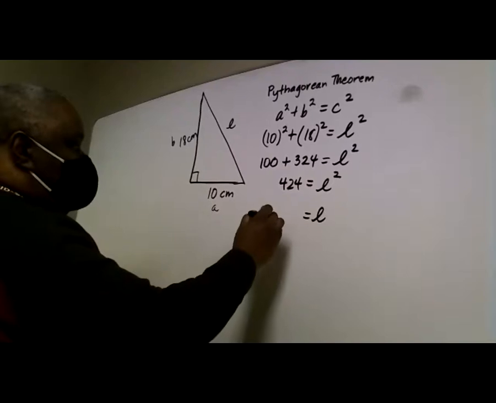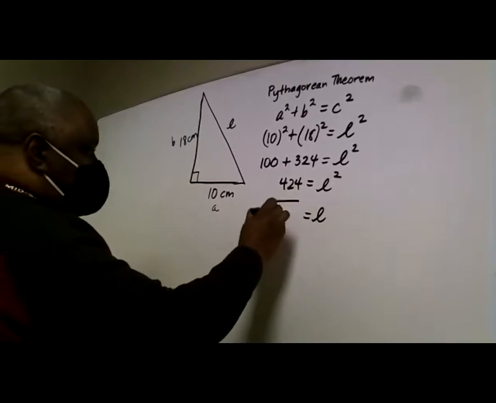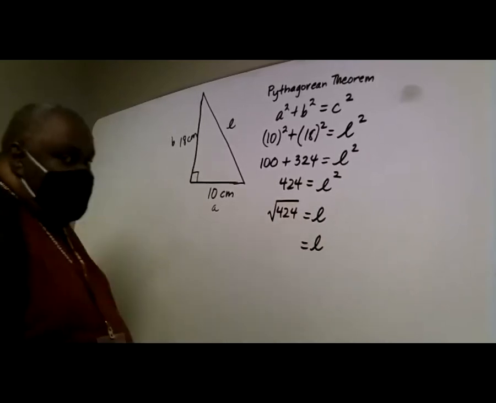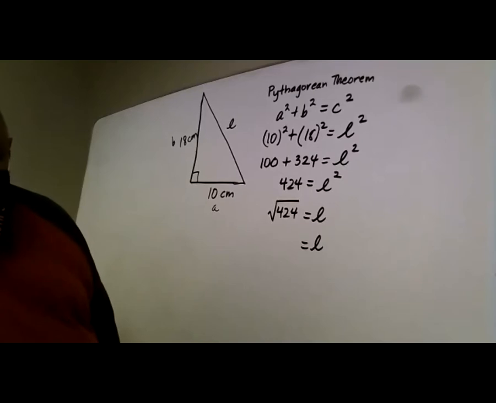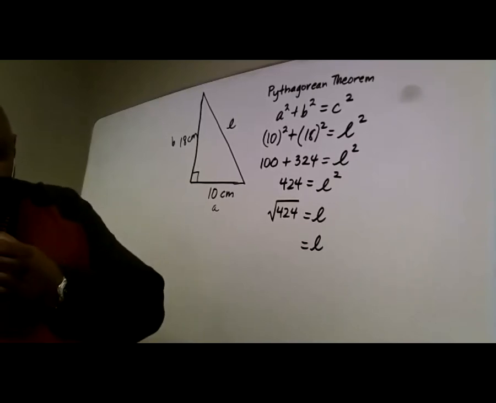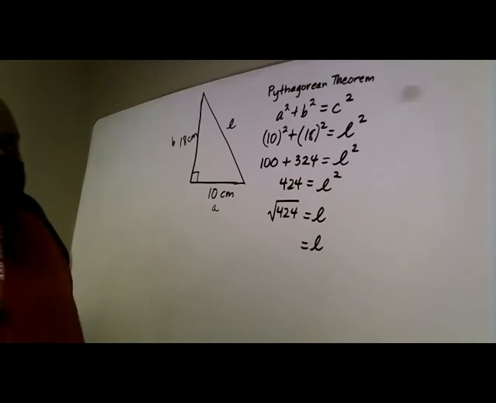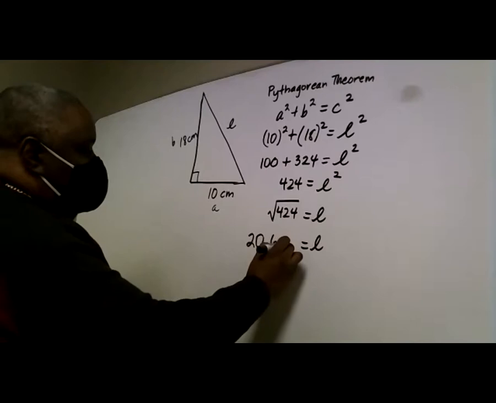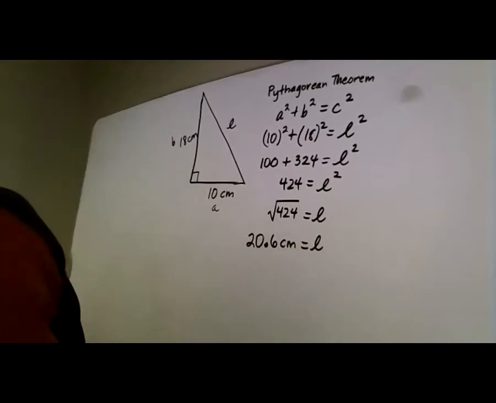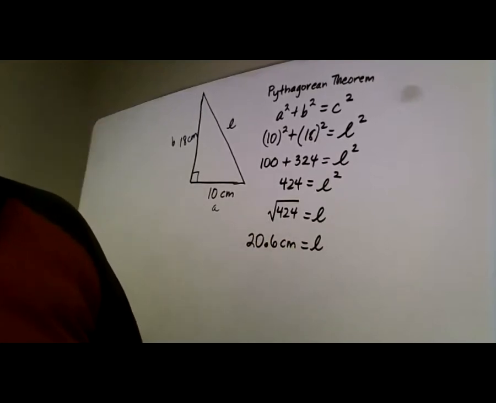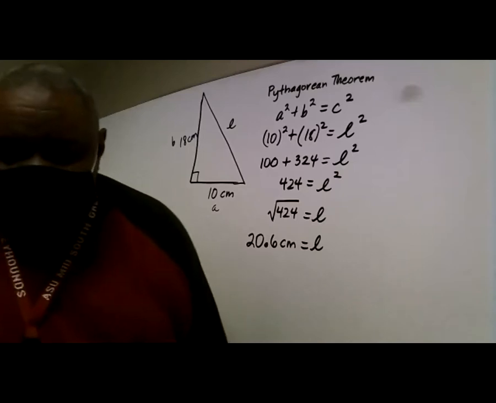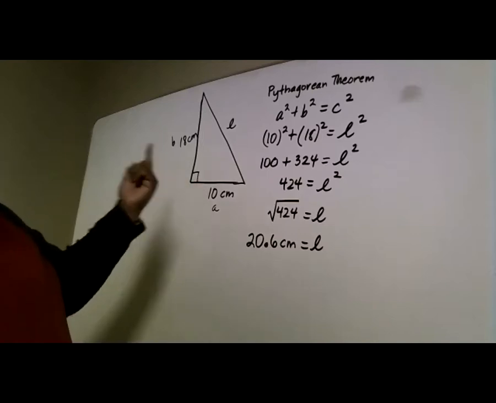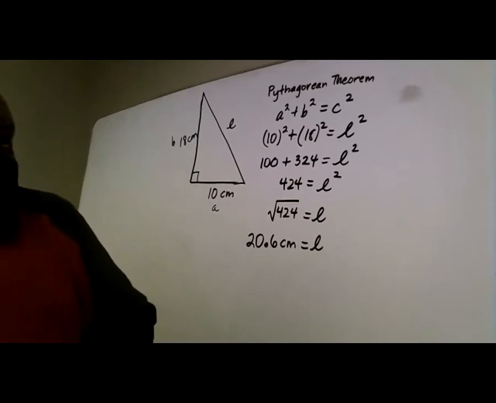And to find out what L is, the opposite of squaring something would be to take the square root of 424. And if you do the square root of 424, you'll end up getting approximately, to one decimal place, 20.6. So that's the slant height of a cone with a radius of 10 and the height of 18. And that's in centimeters.